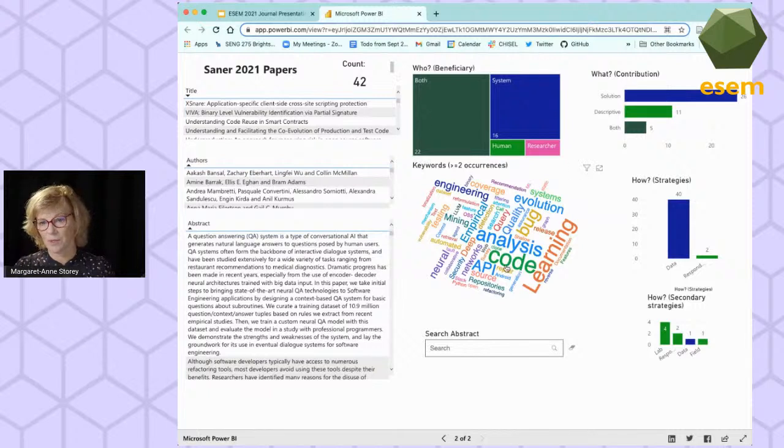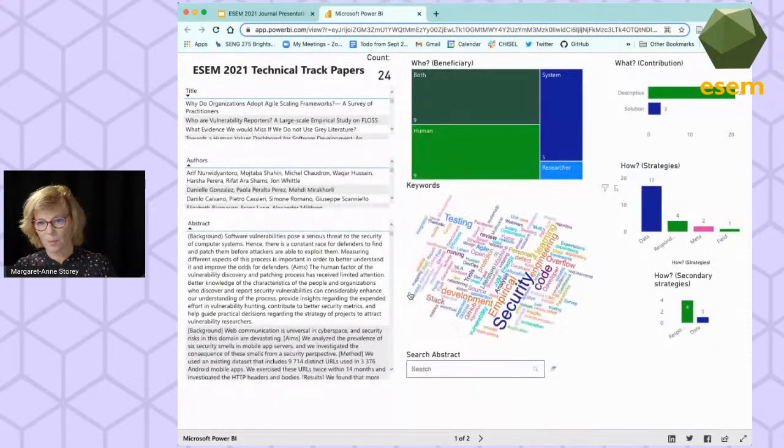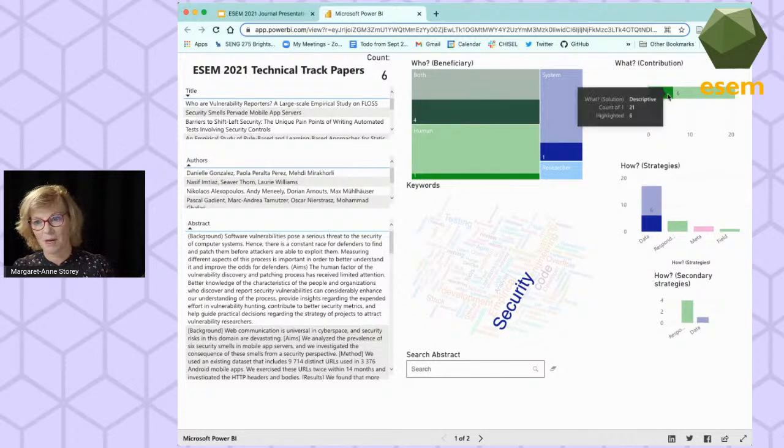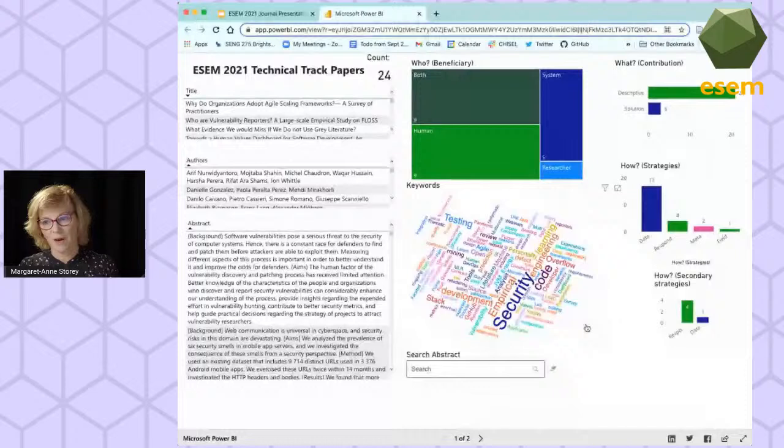So there were 42 papers at SANER, and at ESEM, we have 24 papers. And we can see the keywords that were entered by the authors, for example, security. You can see that of all the security papers, one is more about humans, one is more about system, and four are about improving system and the humans. And we can see that the types of data strategies used here were data strategies, and that the results for these papers were descriptive. So you can browse around and you can see that.